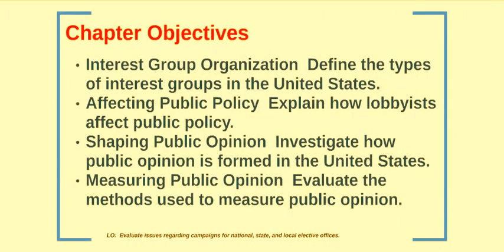Our chapter objectives for Section 1 on interest group organization: we will define the types of interest groups in the United States. Section 2, affecting public policy: we will explain how lobbyists affect public policy. Section 3, shaping public opinion, will investigate how public opinion is formed in the United States. And then finally, Section 4, measuring public opinion, will evaluate the methods used to measure public opinion.